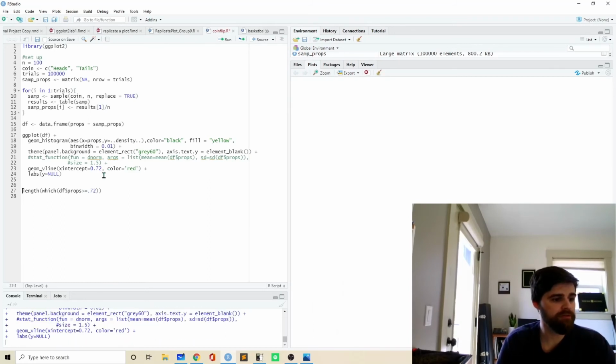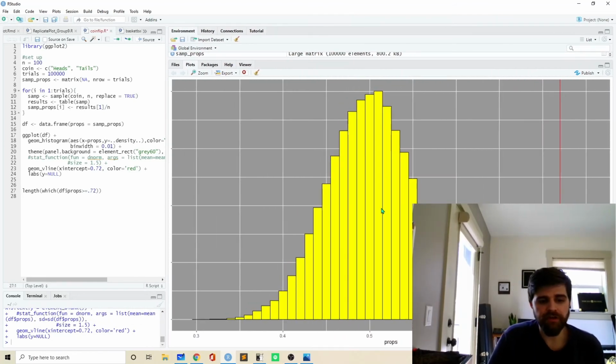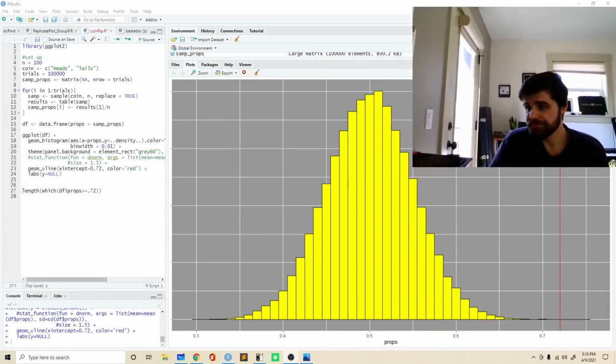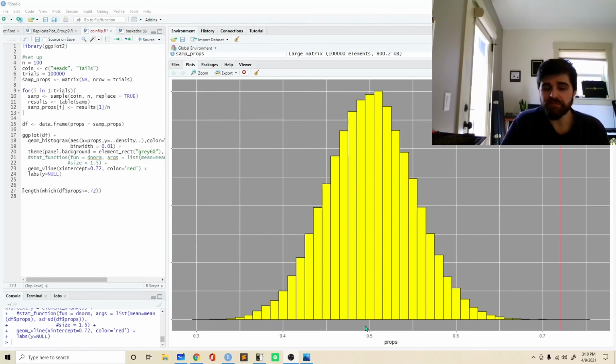Hang on, gotta call that library first. There we go. Okay, so here are the results. So we have a histogram of all the proportions I got in 100,000 trials. So you can see that most of the time we got about 50% heads. Most of our data is right around 50%. Right, this does kind of look familiar. You'll notice a big chunk of our data is very close to 50%. And I've drawn a line over here at 72%, which is what I got, 0.72.